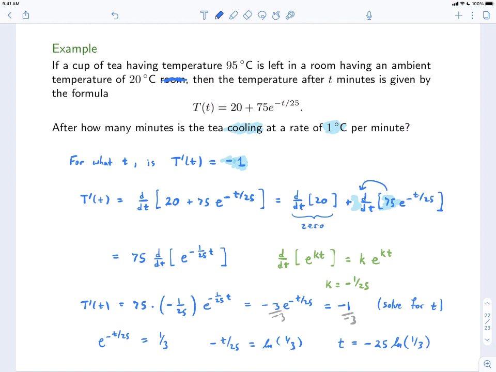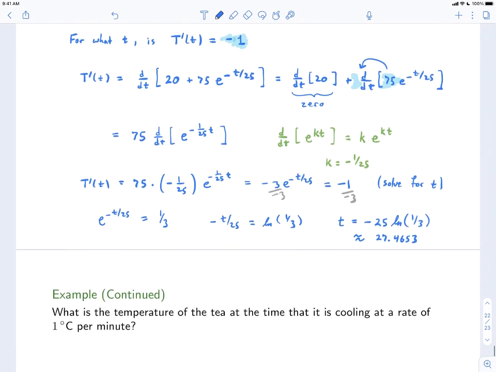Now, if you want to find out what this value is as a decimal, you're going to need to use a computer or a calculator or something like that. And what you can find is that this is, at least approximately, equal to 27.4653. What that means is that just under 27.5 minutes, the tea will be cooling at a rate of 1 degree Celsius per minute. So a very natural question would then be, what is the current temperature of the tea? And that's our next question.